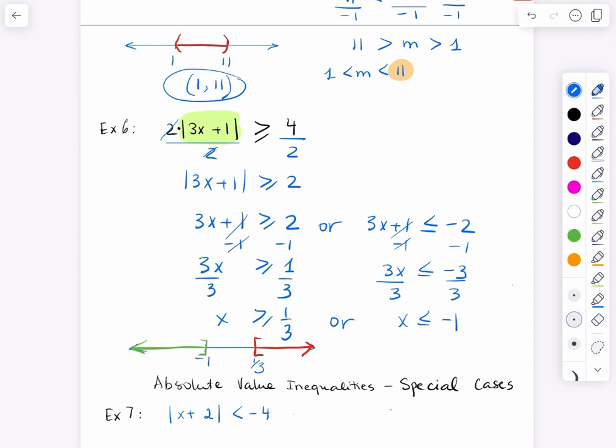So we're going to list all the intervals that have been highlighted because this is an OR scenario. So we're looking at negative infinity to negative 1. That will cover the green interval. And then union with the red interval, which is 1/3 to infinity.